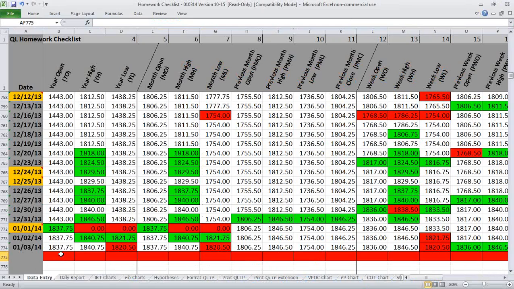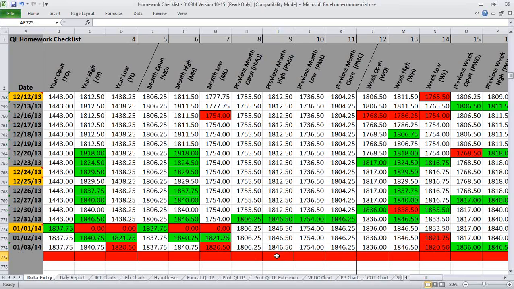Taking a look at the numbers, our year open is 1837.75. Mark that down. You should always be aware of where you are in terms of the yearly open. So far we have a yearly high at 1840.75 and a low at 1820.50. Our month open is our year open. Our previous month we opened at 1806.25. We put in the all-time high at 1846.25. That's another number you want to have marked down.